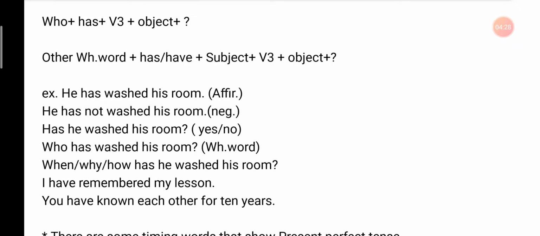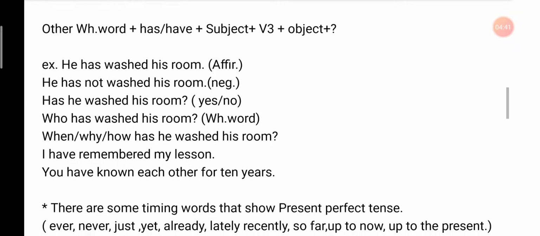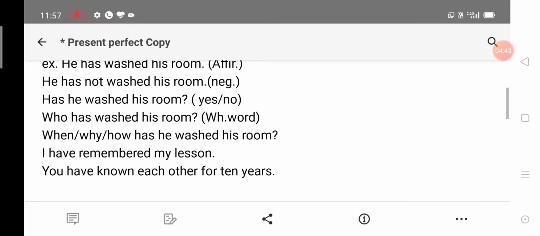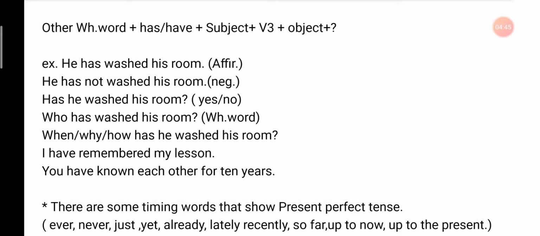Other WH words are used either as an object or as adverbial words, that is, they work as an adverb or as an object. So the structure is the other WH word plus has/have plus subject plus V3 plus object, with a question mark, if an object comes.